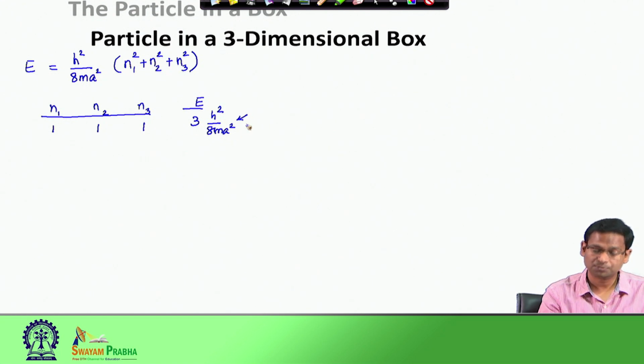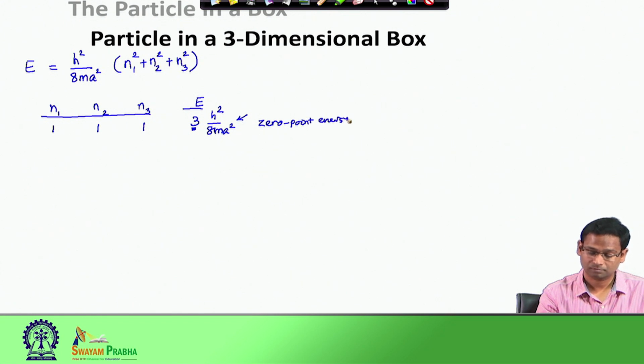This is the lowest possible energy of a particle in a 3-dimensional box. If you remember, the lowest possible energy for the particle in a 1-dimensional box was h square by 8 m l square. There was no 3 in it. So, this energy is the zero point energy for now. What are the next possible values of n1, n2, n3?